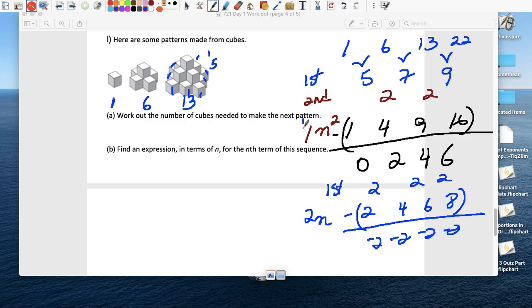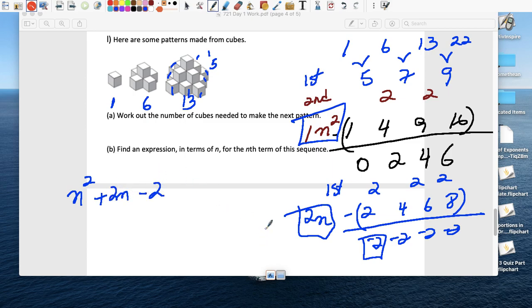So this, along with this, along with this, makes up our nth term. So n squared plus 2n minus 2. And I think that's it.